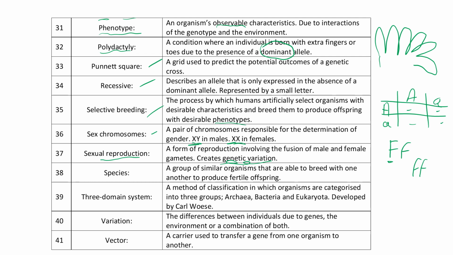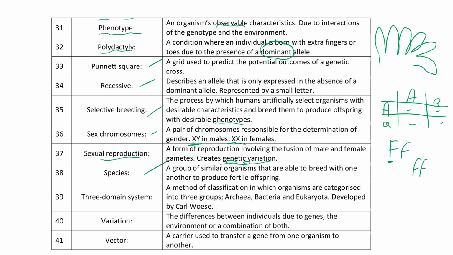A group of similar organisms that are able to breed with one another to produce fertile offspring. Okay, so horses can breed with horses, right? But then a horse can't breed with another animal like a lion. Okay, so they've got to be within the same species to be able to reproduce.